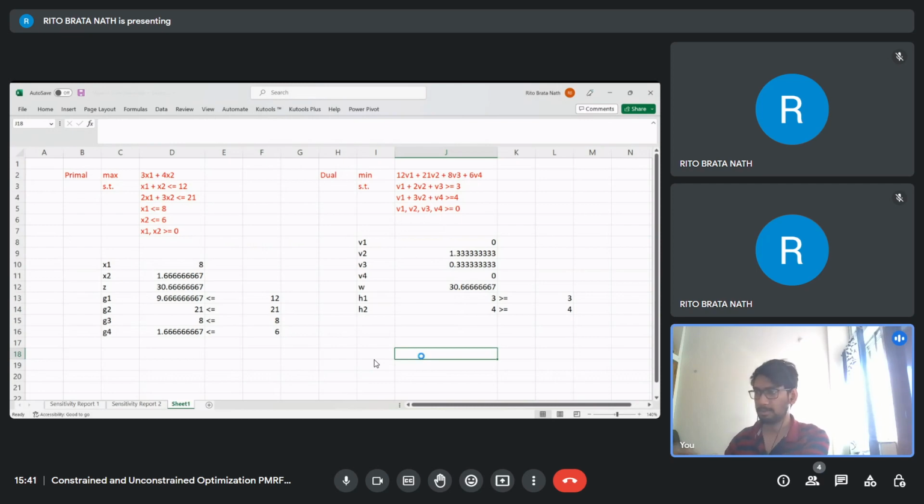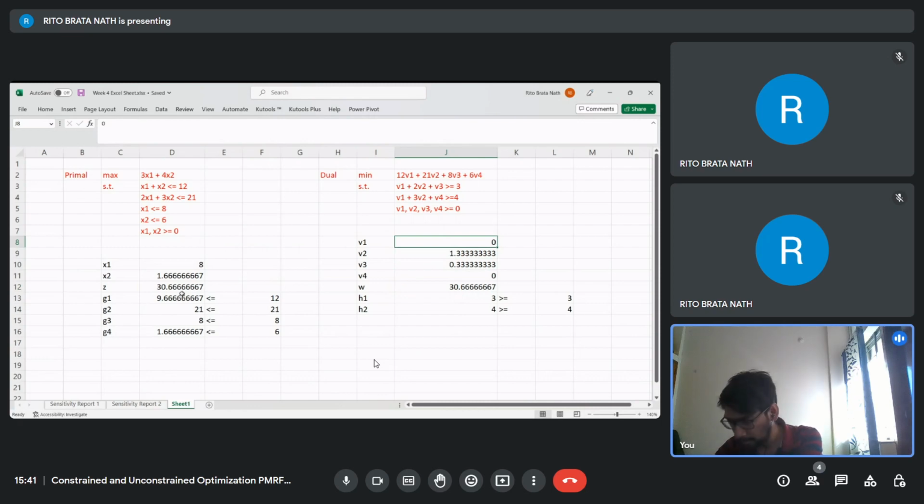So now you can notice your Z and W both are the same. So the primal and dual solutions are the same, 30.67. That is your Z max or W min, whatever you call it. And here you can get the V1, V2, V3, V4 values. So V1 is 0, V2 is 4 by 3, so that's fine. V3 is 1 by 3 and V4 is 0. So that matches our answer. So the correct answer is D.